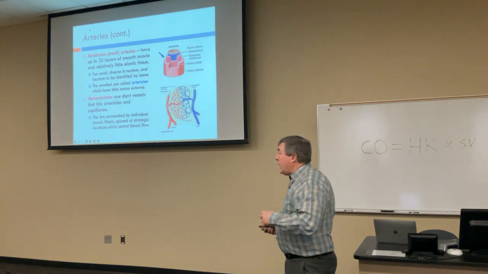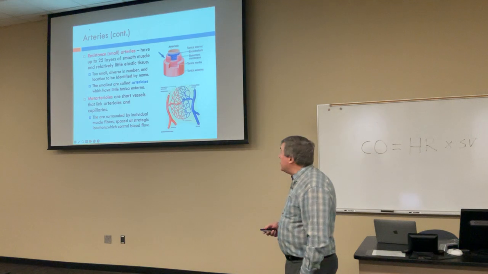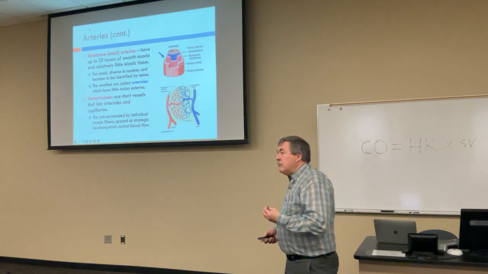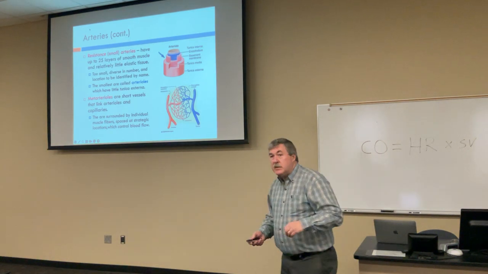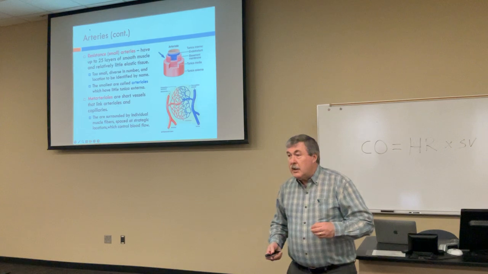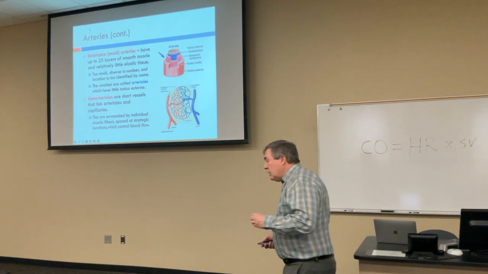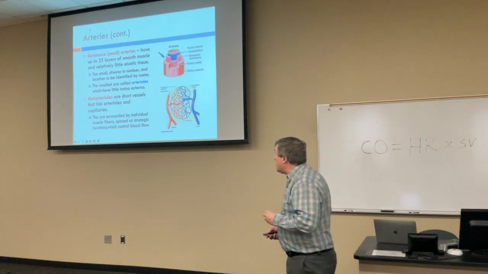Then the next smallest arteries are the resistance or small arteries. These have up to 25 layers of smooth muscle. These are so small that most of them are not named. And the very smallest of the resistance arteries are called arterioles. Arterioles eventually supply the capillaries, which are the very smallest blood vessels.